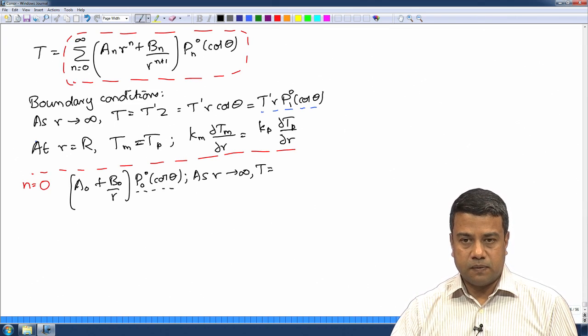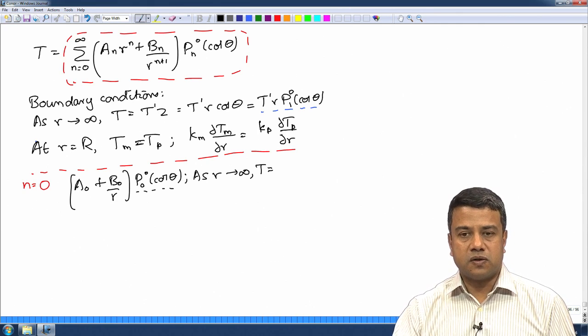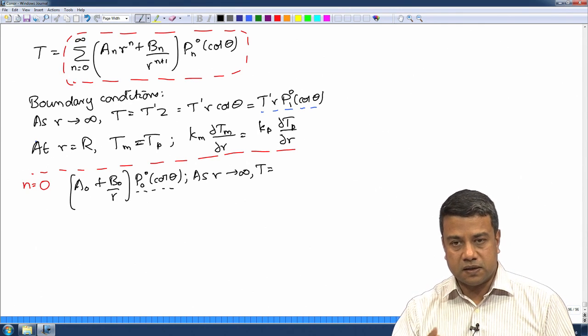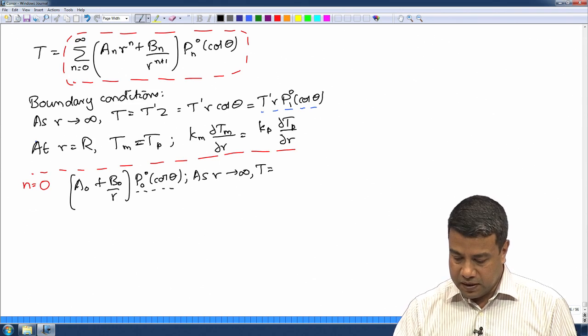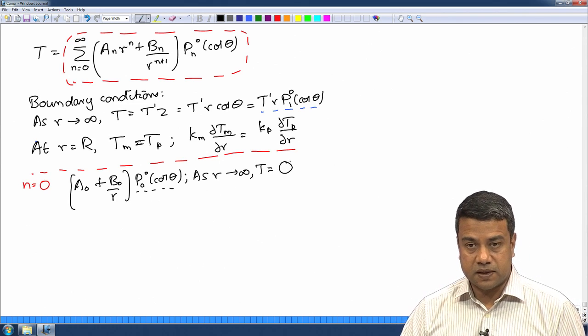P1 and P0 are orthogonal to each other. So, therefore, the forcing in the P1 Legendre polynomial does not result in any contribution to the 0 Legendre polynomial, because these are orthogonal polynomials. The forcing has to be equal to 0, therefore, for P0, far from the surface.